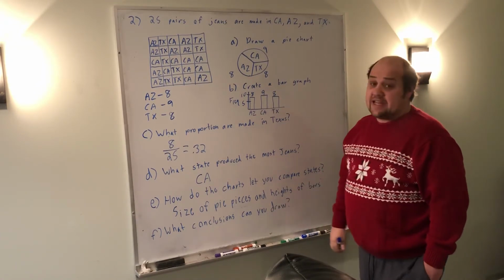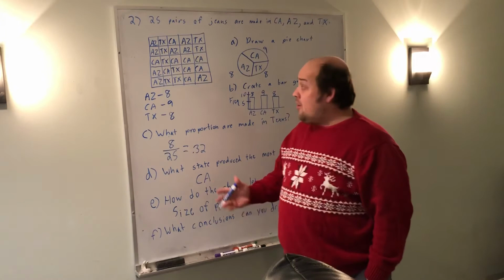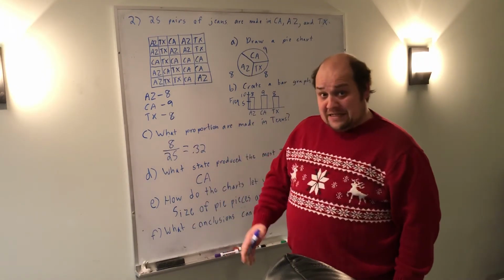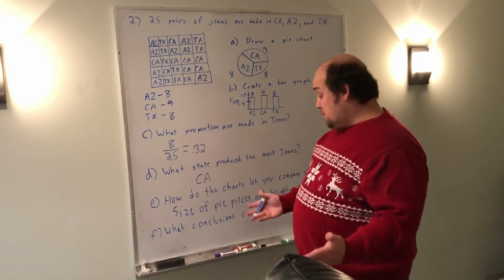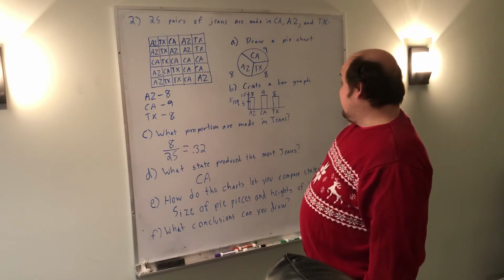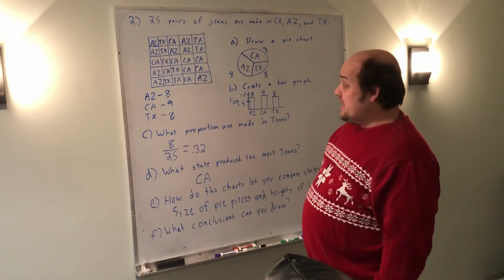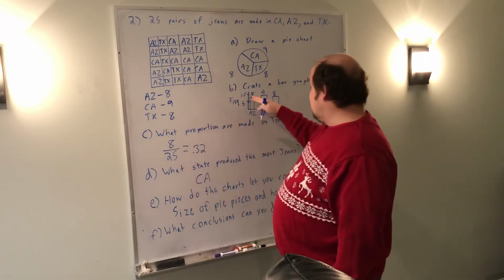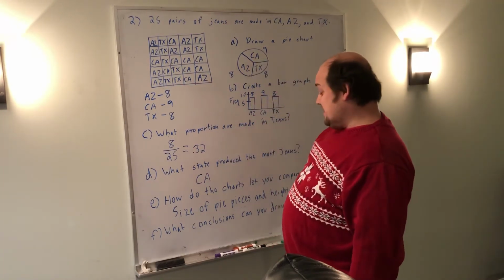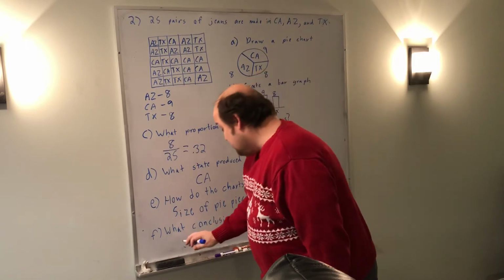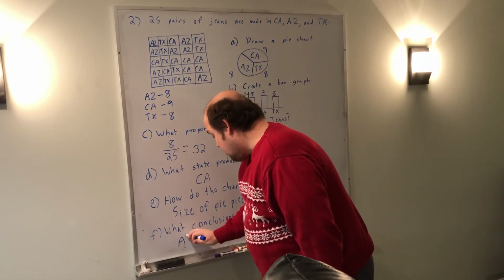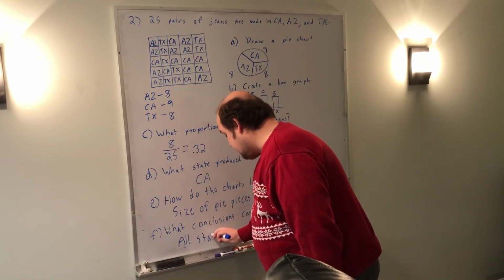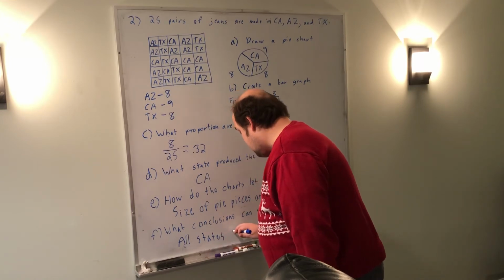What conclusions can you draw? Hopefully, in this list of possible conclusions, there's one that stands out at you. Really, the conclusion that I'm drawing here is that all the states are about the same. 8, 8, 9, all relatively close. The bars look about the same. The pie pieces look about the same. So the conclusion that I can draw is all states are about equal.